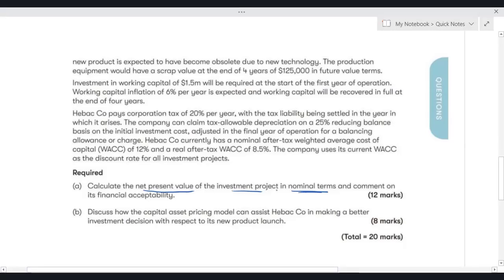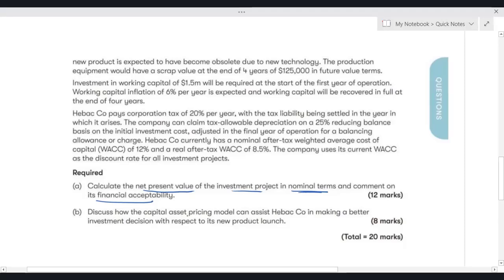Calculate NPV of the investment project in nominal terms and comment on its financial acceptability. Can I say the financial acceptability is very simple? If NPV is positive, then the project is financially acceptable. And obviously, if NPV is negative, we are going to reject the project.